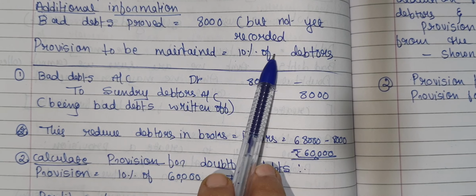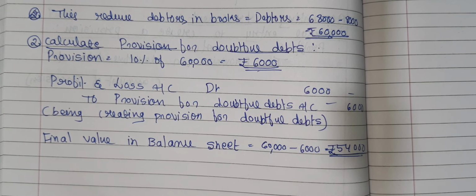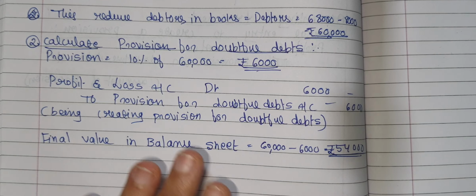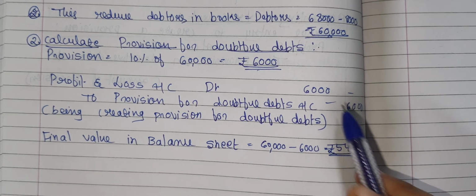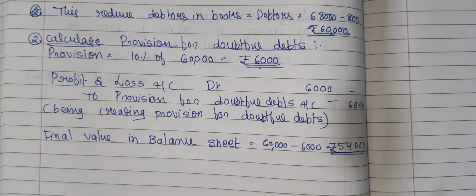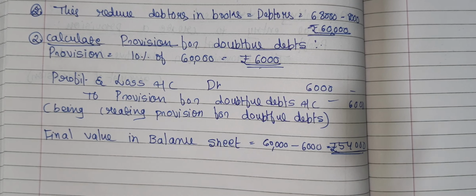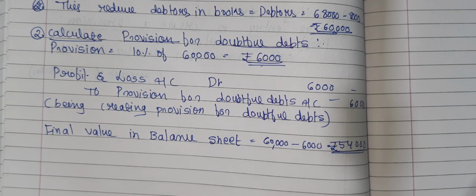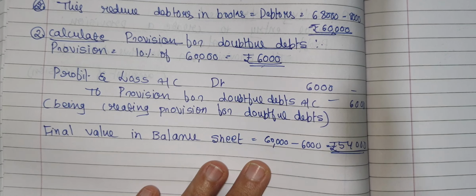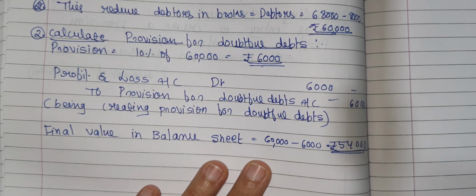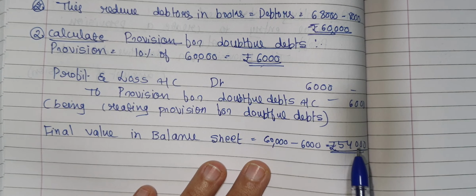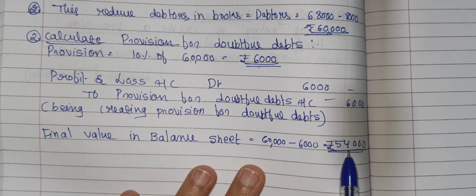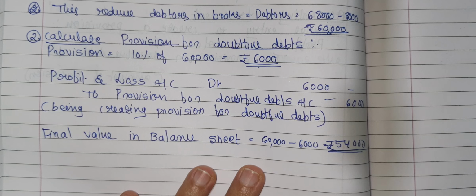See, provision to be maintained is 10% of debtors. So now what is the journal entry? Profit and loss account debit to provision for doubtful debts account, rupees 6,000, being creating provision for doubtful debts. Now what is the value of debtors in the balance sheet? The final value in the balance sheet is 60,000 minus 6,000, which we have kept aside as provision. So the remaining value of debtors is rupees 54,000. That is shown on the asset side of the balance sheet, meaning we are going to receive only rupees 54,000.